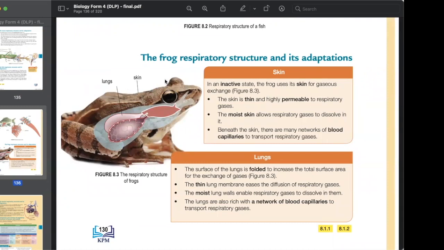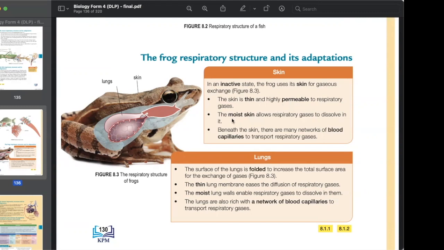So okay, kita pergi kepada skin dulu. So when they use the skin to breathe, it is during inactive state. Inactive state ni sebagai contoh, maybe during winter. During winter, usually many animals will hibernate. Hibernate tu inactive lah. So the frog will use skin for gases exchange. So what is the adaptation of the skin? So pertama sekali, skin tu dia thin and highly permeable. Permeable tu maksudnya ability to allow substances to pass through it. Kat sini apply for oxygen lah and also carbon dioxide.